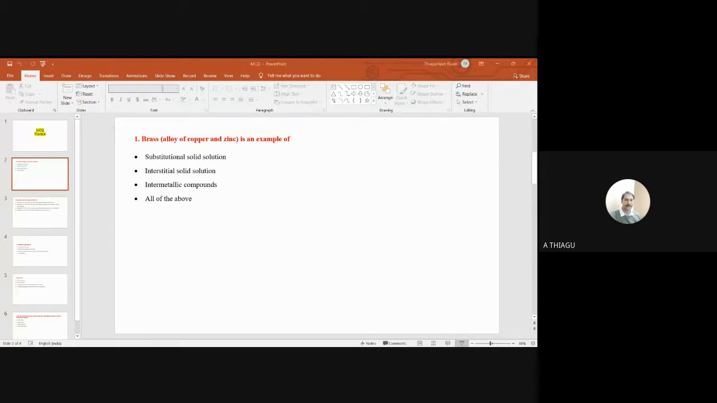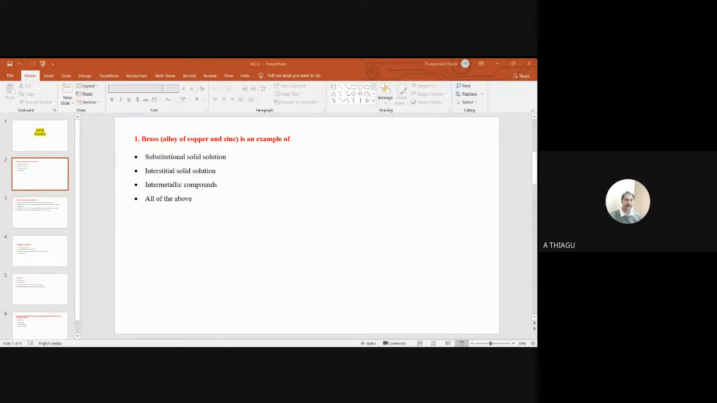Okay, we are already running out of time. I can say it comes under substitutional solid solution. The copper element is replaced by the zinc element. Is it right? So the first answer is substitutional solid solution.